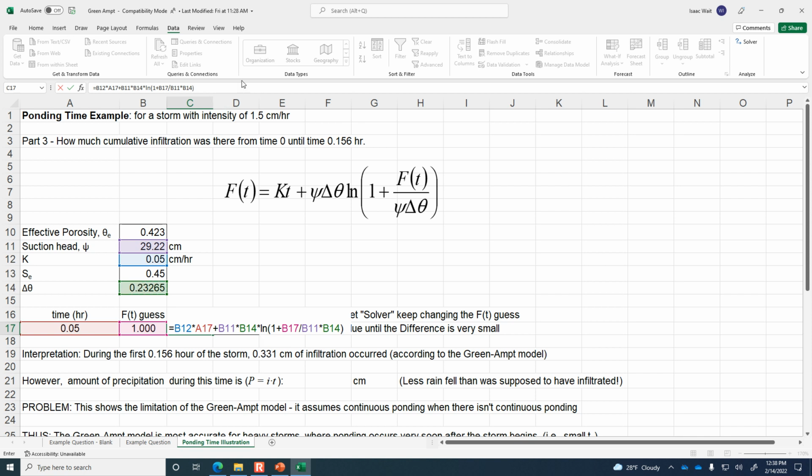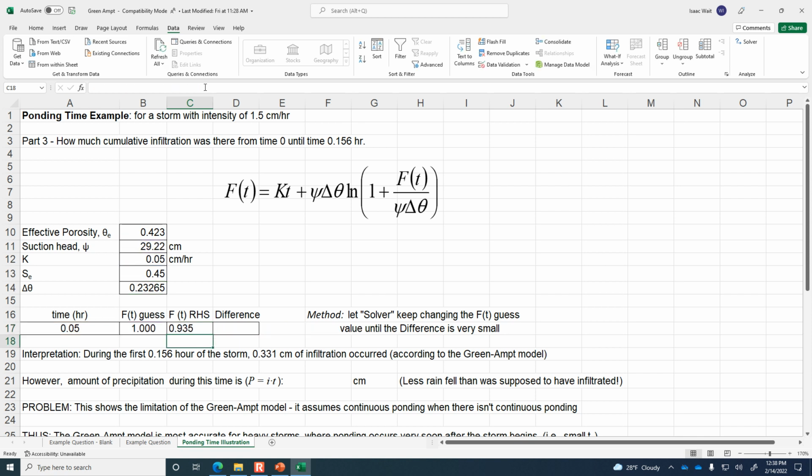Oh, I need to put another parentheses in the denominator to make sure that it's dividing by both of those. Okay. Okay, so the difference is one minus the other.